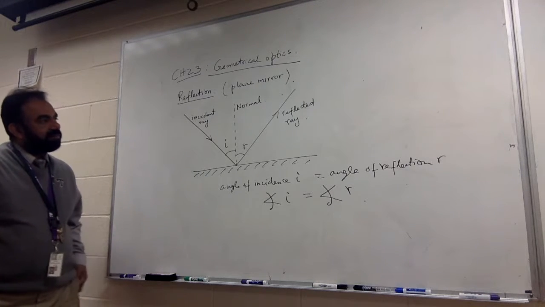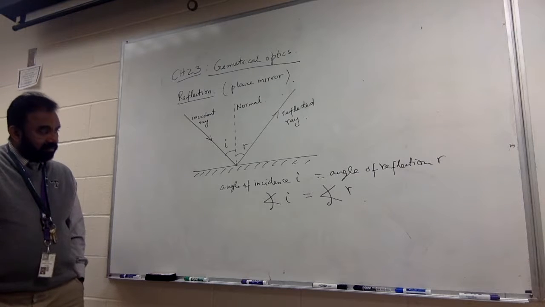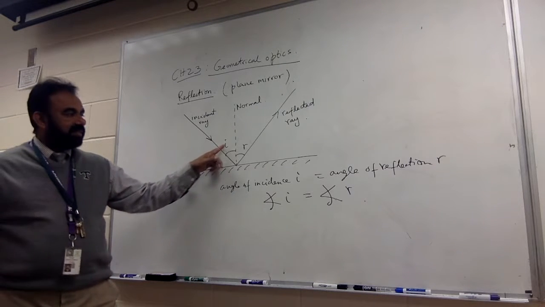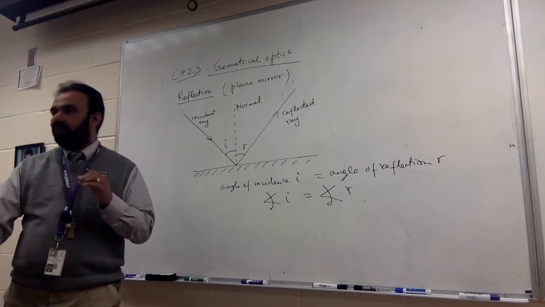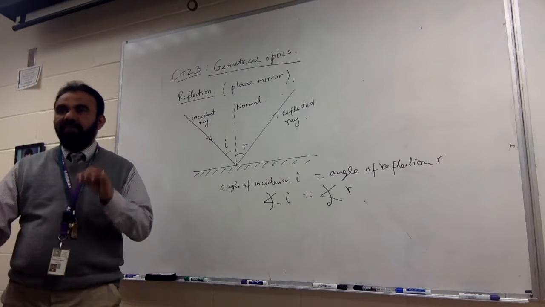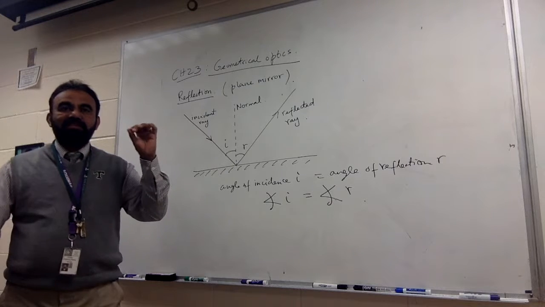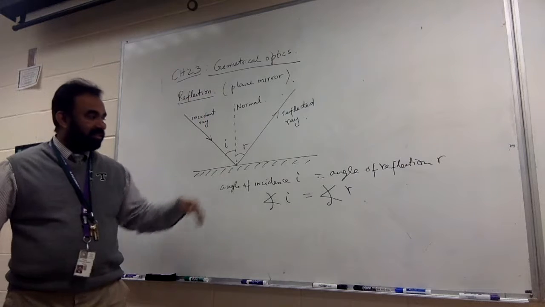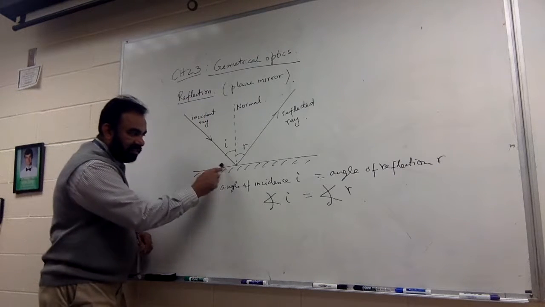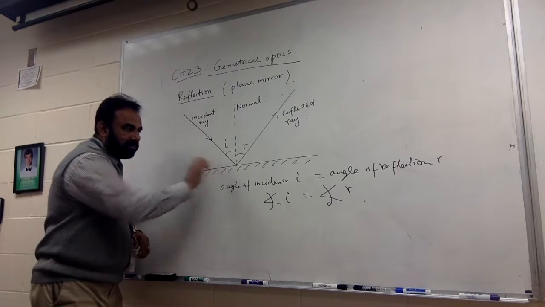All right, so this is the angle of incidence and angle of reflection. Now, all these angles are measured with respect to the normal. Remember that. Angles are always measured to the normal. That's why the normal is a good reference here. So this is not the angle of incidence.